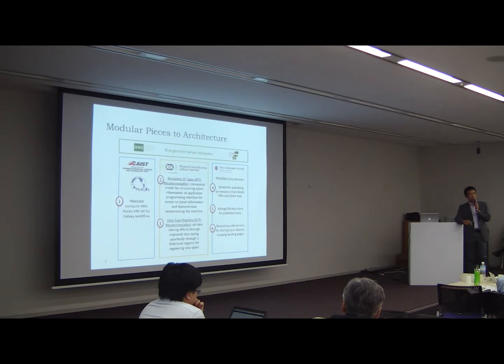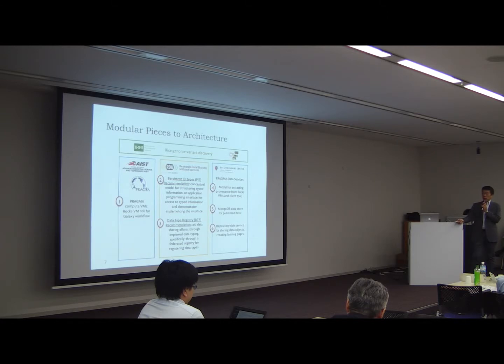Now the persistent ID types, we were specifically using handles. It's similar to a DOI, but we chose handles because they're more flexible. DOIs have a little bit of maintenance involved, but handles are a little bit more flexible. Again, remember, this is for rice researchers who are doing experiments on a daily basis. They're running through their experiments all the time.